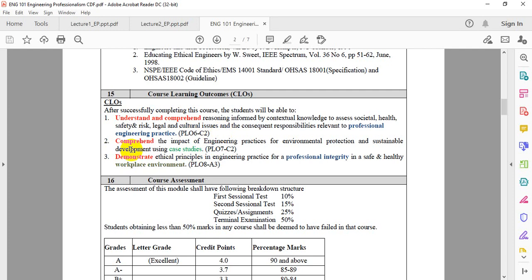The second CLO is to comprehend the impact of engineering practices for environmental protection and sustainable work. Again, PLO 7, because the name of PLO 7 is environment and sustainability, and we are covering exactly the same thing in our course. The third one is to demonstrate ethical principles in engineering practice for professional integrity in a safe and healthy workplace environment, and that is all about ethics, PLO 8.